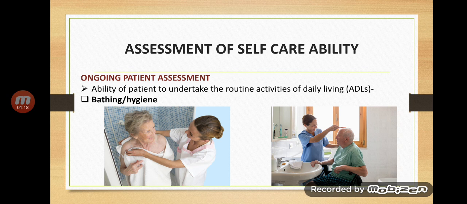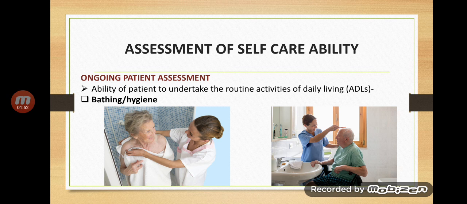Okay, under this, first one what we have to assess is bathing or hygiene, whether the patient is able to take a bath by themselves or not, we have to assess. And also whether they can maintain their hygiene or not. Okay, if they are unable to perform these activities, meaning they are unable to take a bath alone, or they are unable to maintain their hygiene, then we have to assist them. Okay, we have to help them, let them do it by helping them.